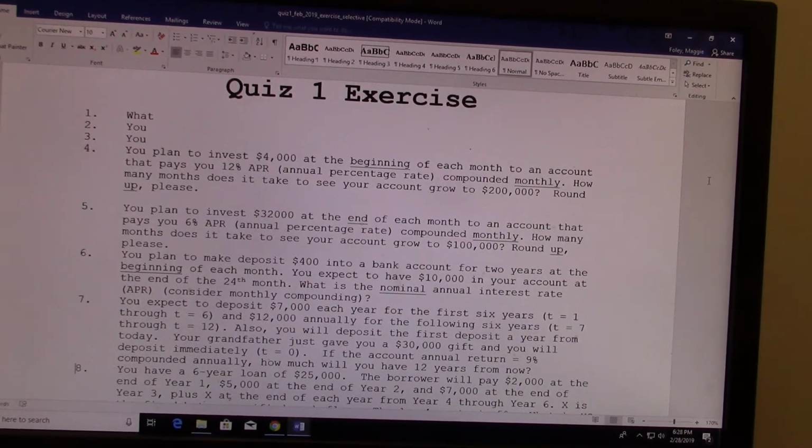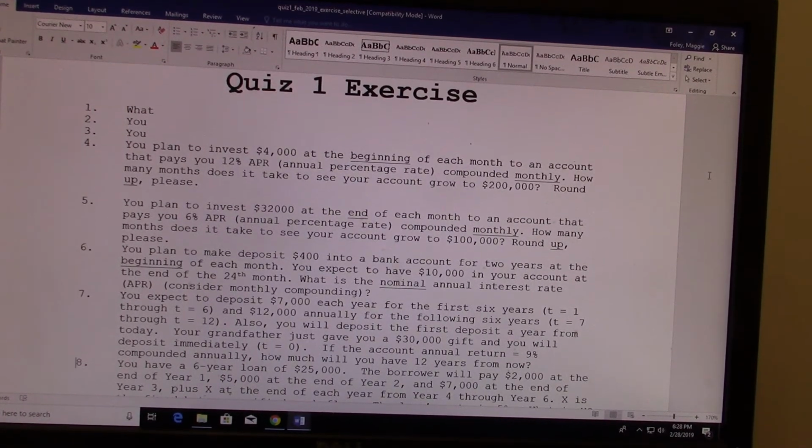Question number 4. You plan to invest $4,000 at the beginning of each month to an account that pays you 12% APR compounded monthly. How many months does it take to see your account grow to $200,000? Okay, so for this question, the $4,000 you deposit every month should be the PMT, but since you make the payment at the beginning of each month, this should be the annuity due question.